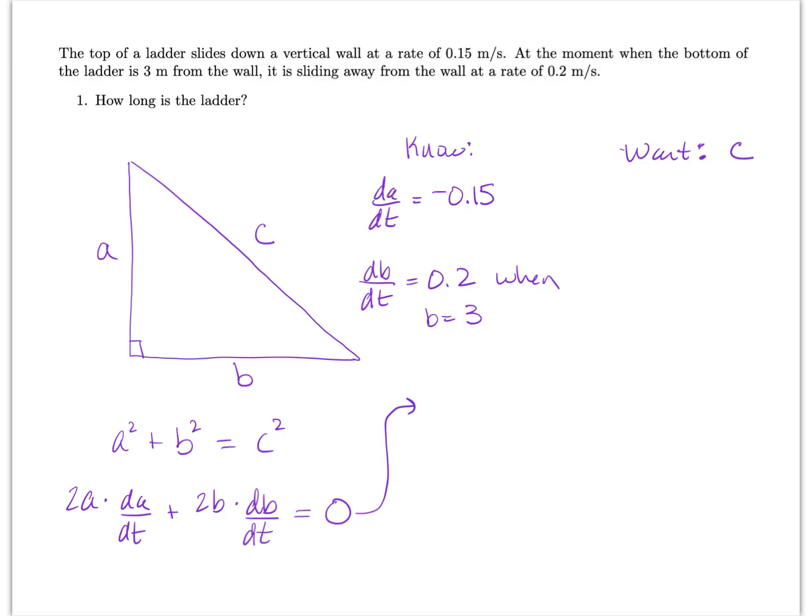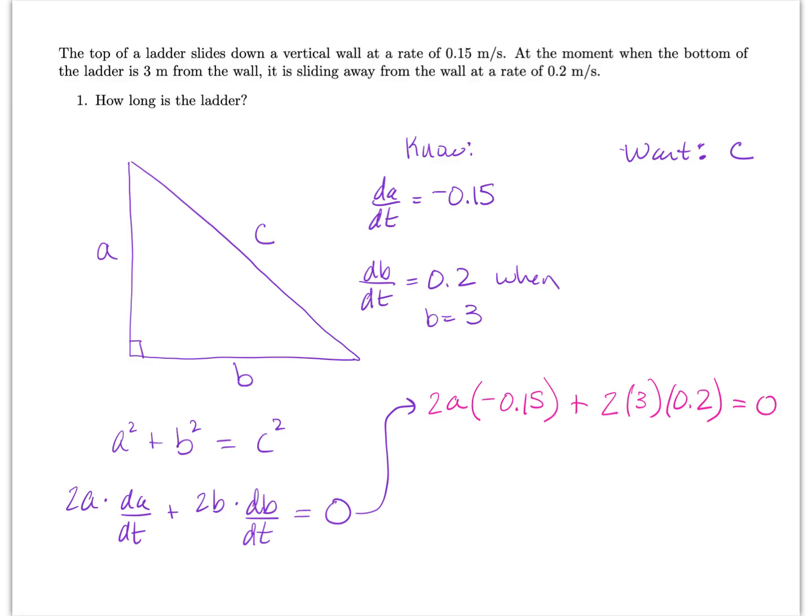Okay, I actually don't know A, and I can't figure it out based on the information I have. I only know the value of B. I don't know A, so I'm going to have to leave that as an A for now. So I have 2A times dA/dt, which I do know is negative 0.15, plus 2B, I know is 3, and dB/dt I know is 0.2, and that equals 0.